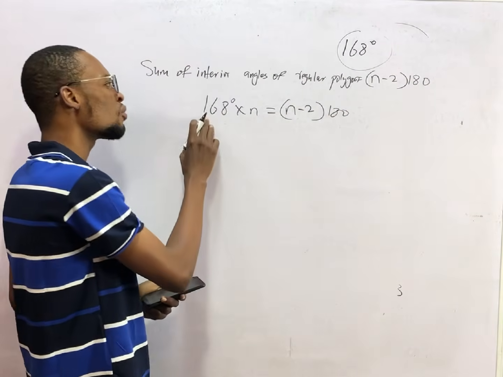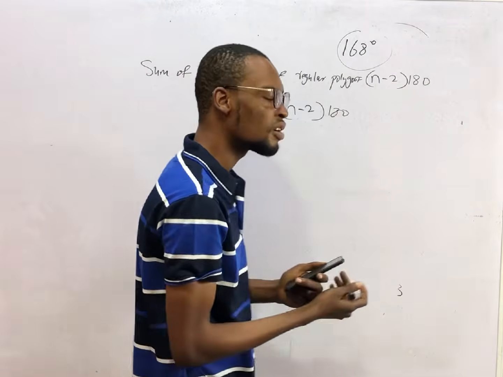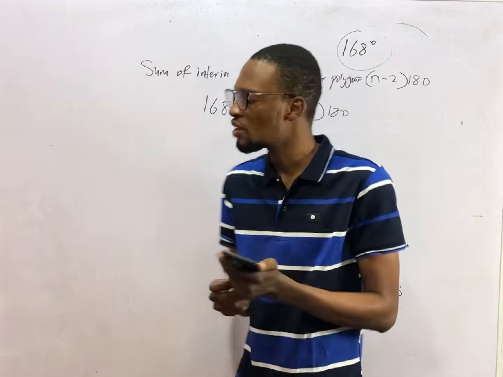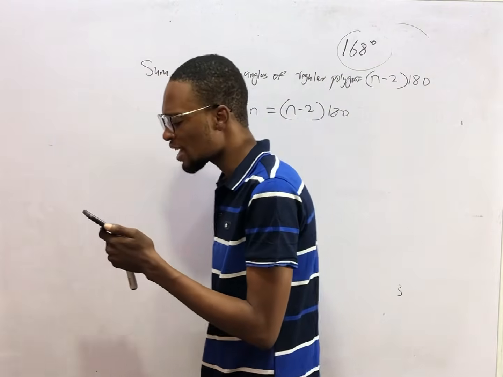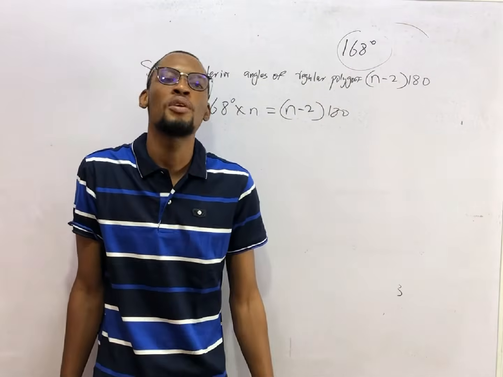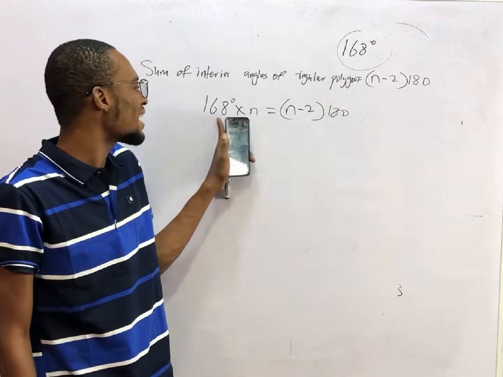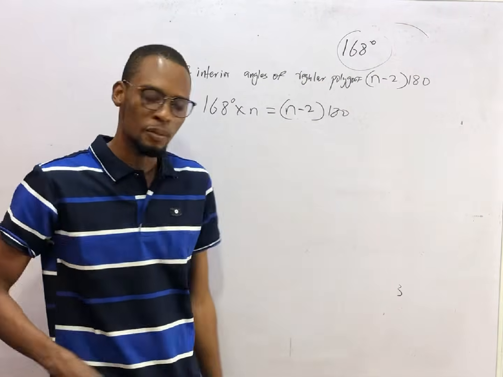Because if you multiply one of the angles by the number of sides of the polygon, you get the sum of the interior angles. If you don't know before, know right now. When you are given one of the angles of a regular polygon and asked to find the number of sides, you simply multiply the angle by the number of sides, then equate it to this formula.